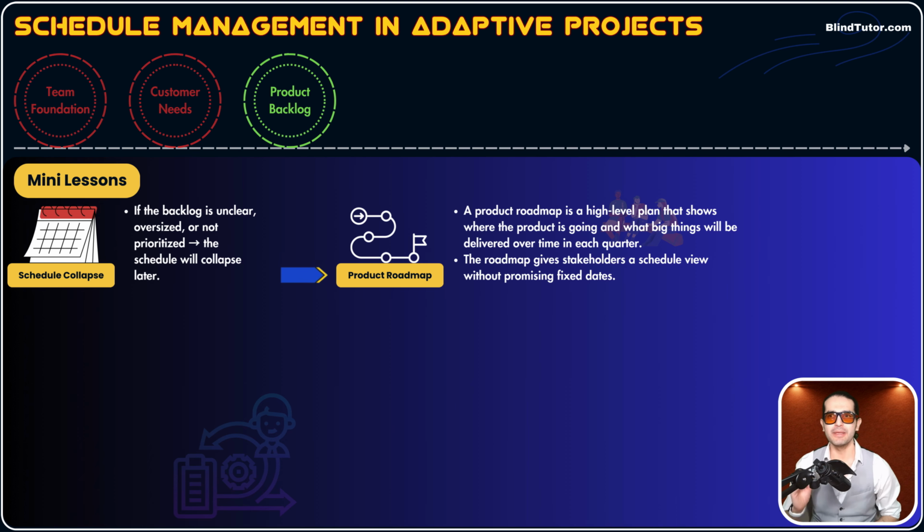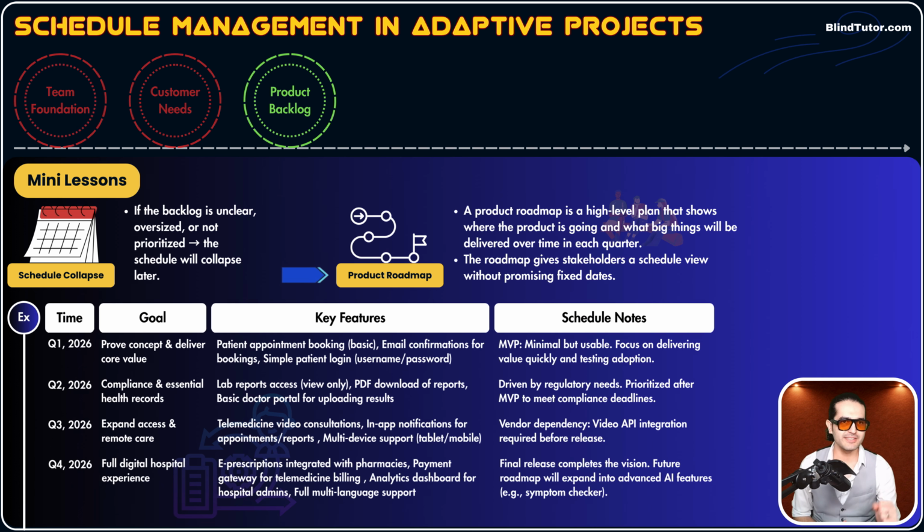The product roadmap is a high-level plan that shows where the product is going and what big things will be delivered over time in each quarter. This is a typical product roadmap, guys. Column number 1 is time. For example, by the end of quarter 1, we're going to have these. Quarter 2, quarter 3, quarter 4. Column number 2, goal: what is the goal of that quarter? Column number 3, key features: what key features will we deliver so we can reach that goal? And column number 4 is schedule notes: what are extra notes about that quarter?